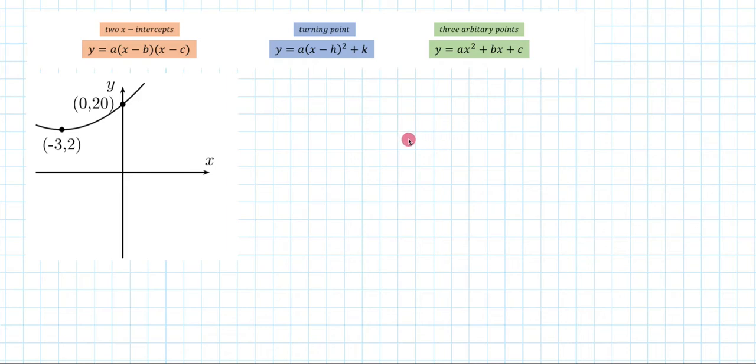So we are determining quadratic rules, and we're going to be doing that for this graph right here. We're going to be determining what the rule of this graph is. Now we have three options before us.